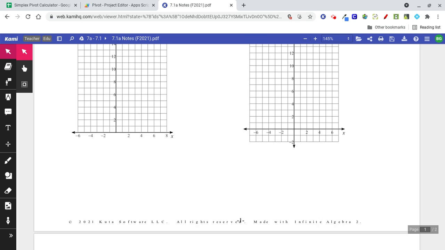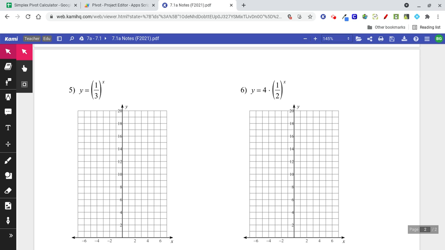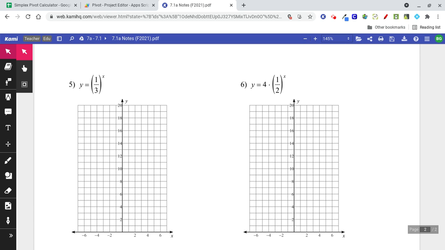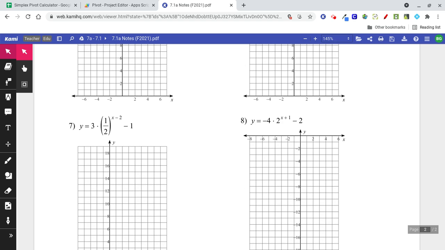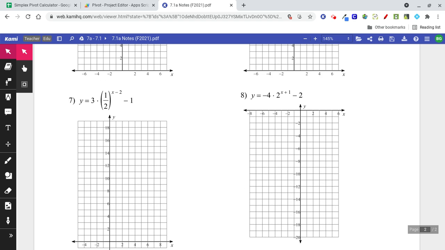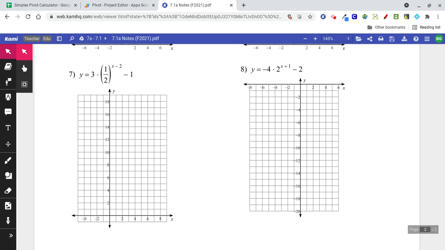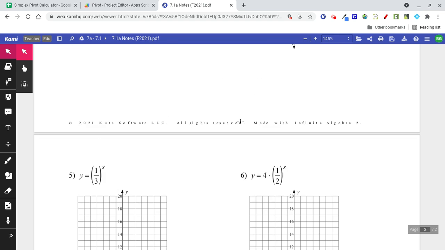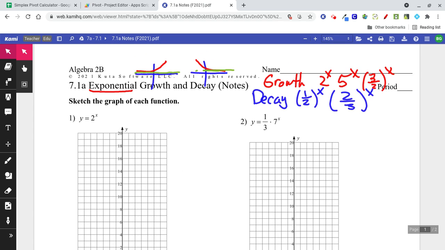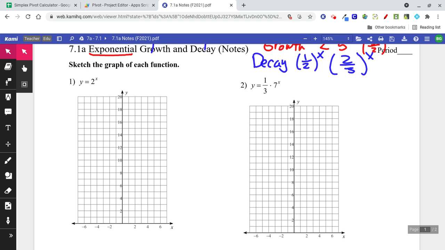Now look at the back. Number 5, number 6, those are going to be decay problems. And what about 7 and 8? 7 is decay. 8 is growth. So we can recognize what the graph looks like before we even start. Now, let's go ahead and start graphing.